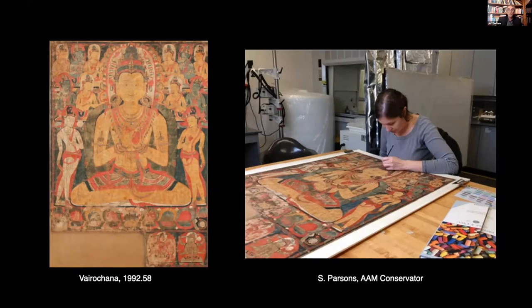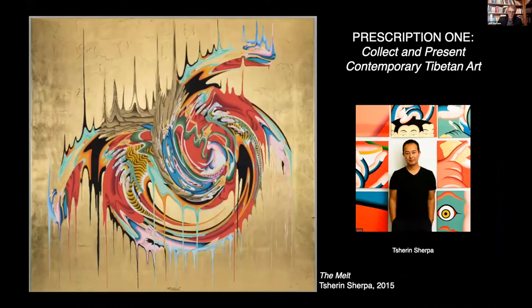I have two quick, real simple prescriptions that we've been experimenting with. Prescription one is to collect contemporary Tibetan art. We're just now beginning to do this as the old category neo-traditional begins to dissolve under critical scrutiny. But it doesn't stop there. Museums and curators must use their platforms to foster substantive dialogue, crucially allowing artist interpretations to guide the discussion. Our conversations with Tsering Sherpa, who you see on the right, regarding his painting The Melt, for example, were absolutely instrumental in shaping the course of the exhibition.